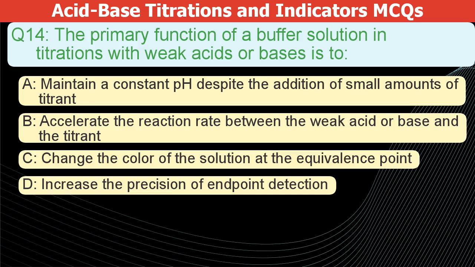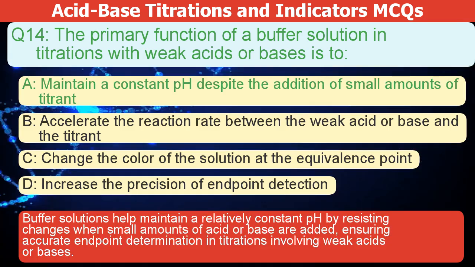The primary function of a buffer solution in titrations with weak acids or bases is to: A. Maintain a constant pH despite the addition of small amounts of titrant. B. Accelerate the reaction rate between the weak acid or base and the titrant. C. Change the color of the solution at the equivalence point. D. Increase the precision of endpoint detection. The correct answer is A.